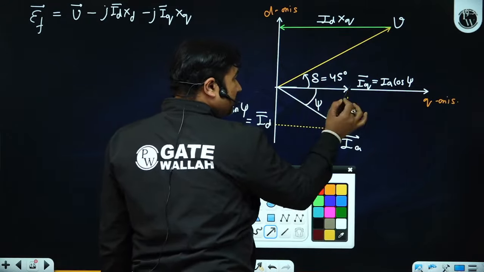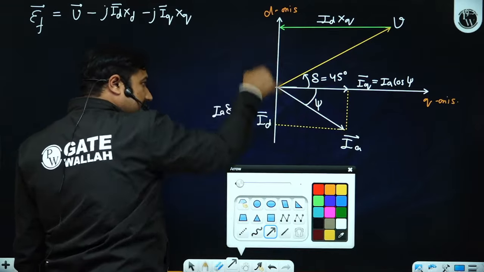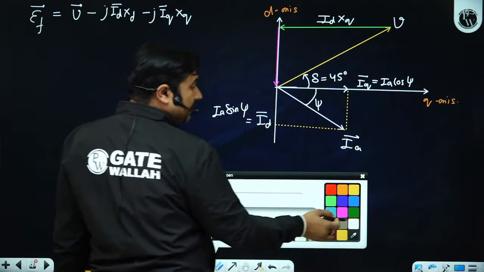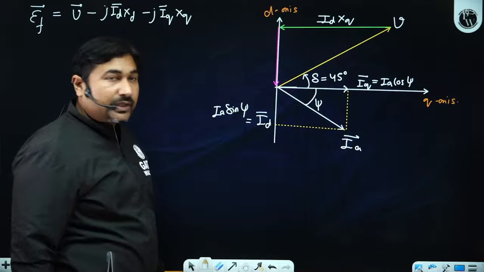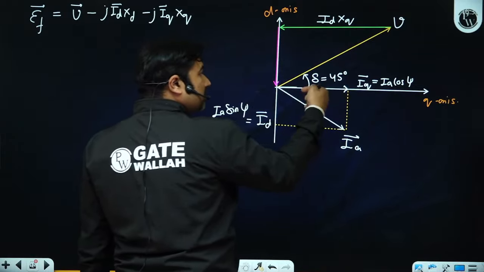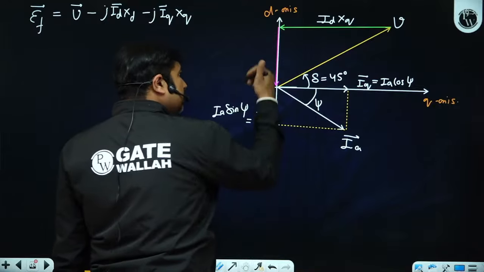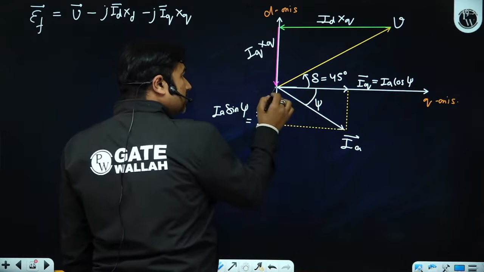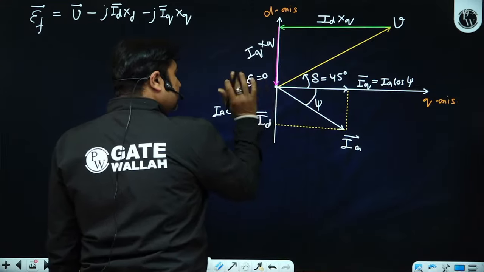Since this is IQ, minus IQ is this, and 90 degree leading to IQ will be this, because the voltage drop across the inductor is 90 degree leading to the current flowing through the inductor. Is it okay? So this is IQ, so this will be minus IQ, and 90 degree to this will be minus IQ XQ. Is it okay? So EF will be equal to 0. This is given, EF is 0.